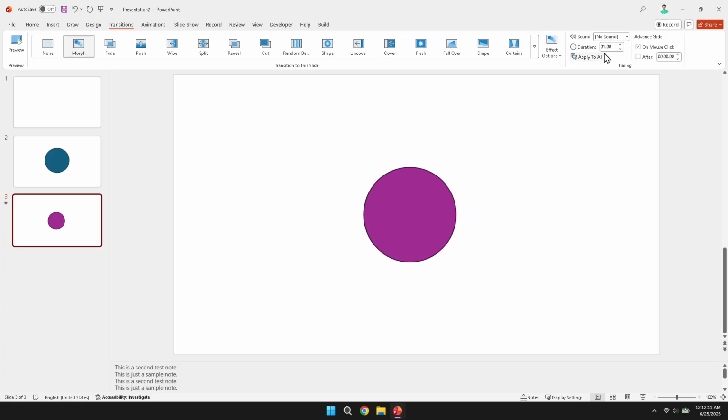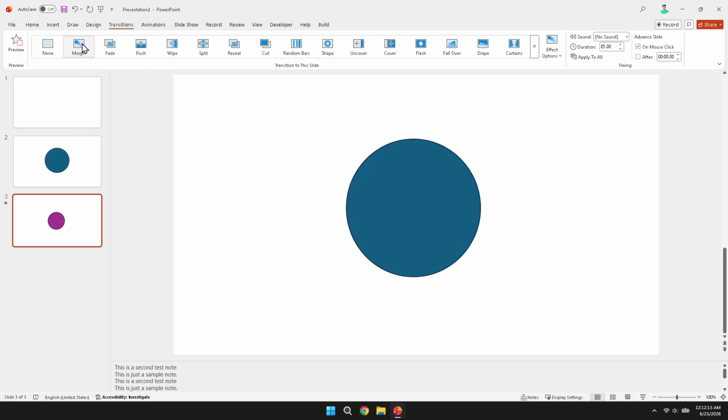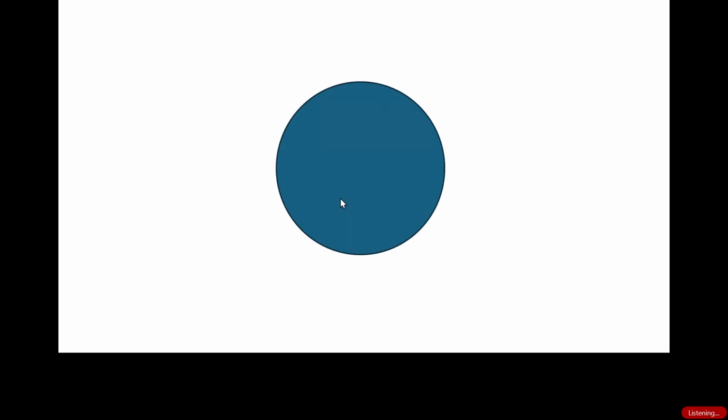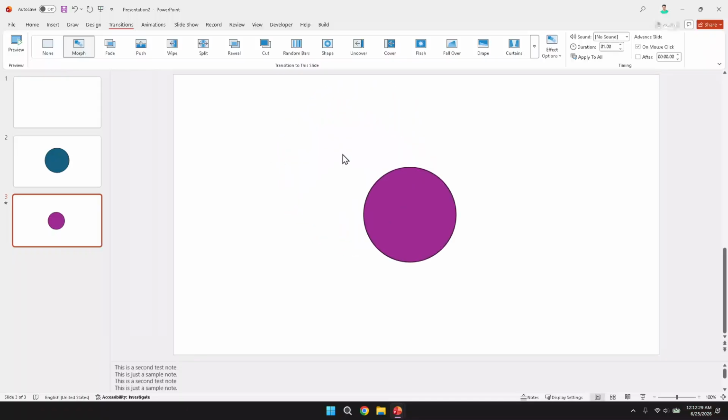To see what you've created, click the preview button on the left side of the Transitions tab. Your objects will animate from the first slide to the second, and you can tweak the positions or timing if something doesn't look right. Finally, press F5 on your keyboard to run the slideshow from the beginning. Click through to your morph slide, and you'll see the full transition in action.